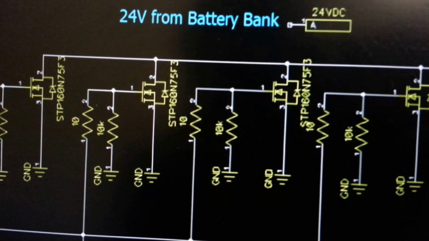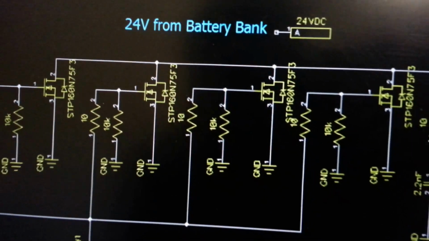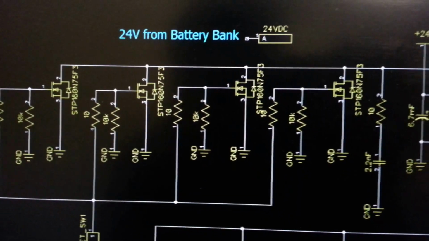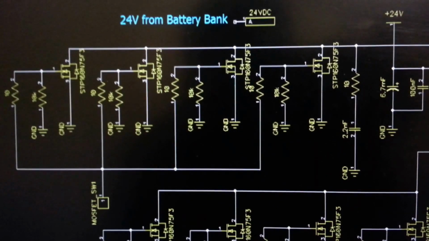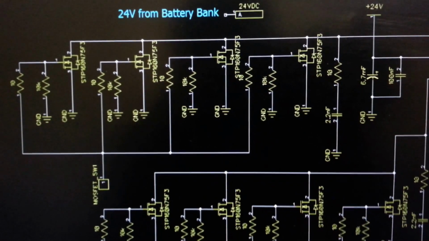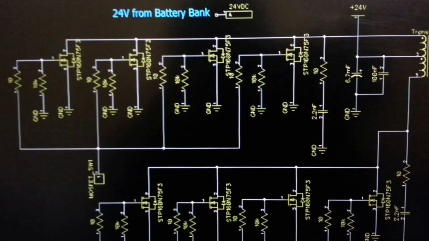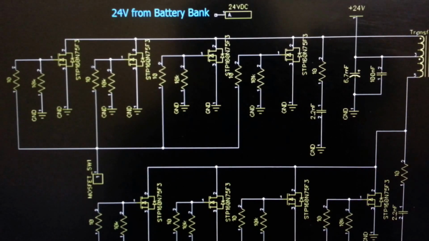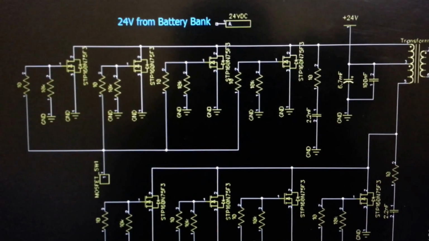The MOSFETs I'm using are, let's see if we can get that close, STP160N75F3 from ST Microelectronics. They're very low RDS on, high current, low voltage application. Around 3 milliohms of RDS on. So conduction losses are very, very minimal. Most of their losses are actually with the switching losses.